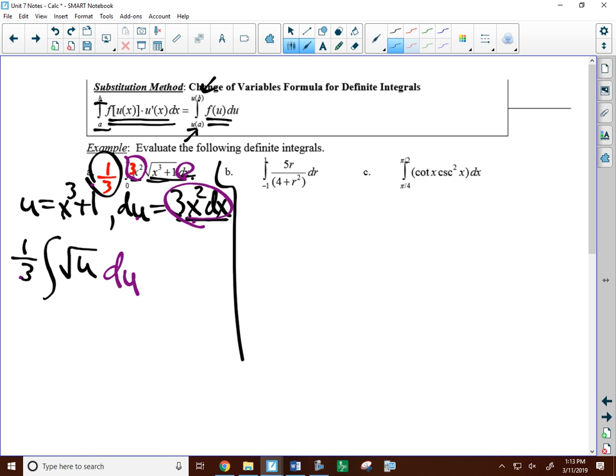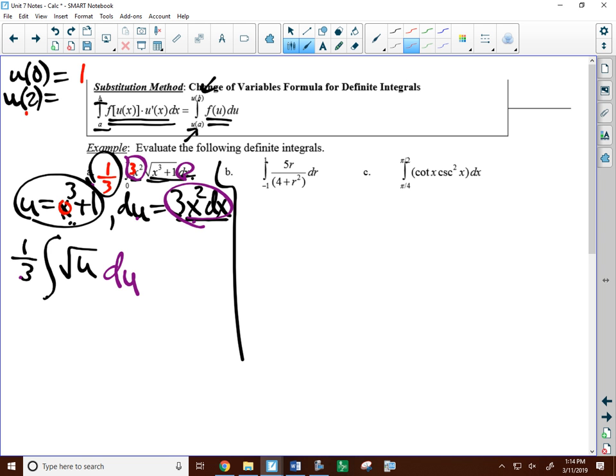The only issue though is I need new lower and upper limits of integration. All you do is you go back to the u. And I'm just going to do u of 0 and what was that, 2? u of 0 and u of 2. So that means plugging in 0 and 2 into this function for x, seeing what I get. So I put in 0. 0 cubed is 0. Plus 1 is 1.